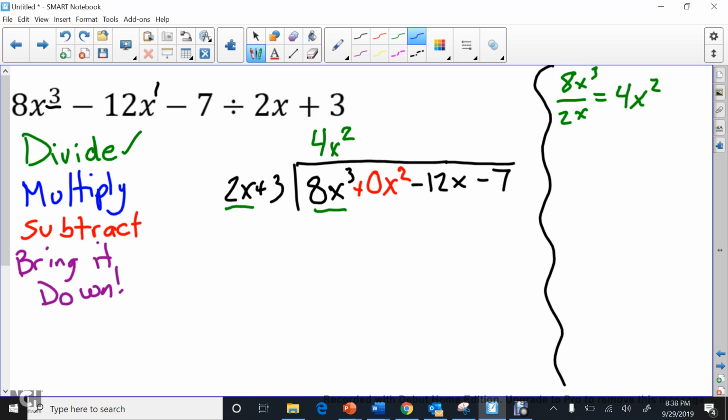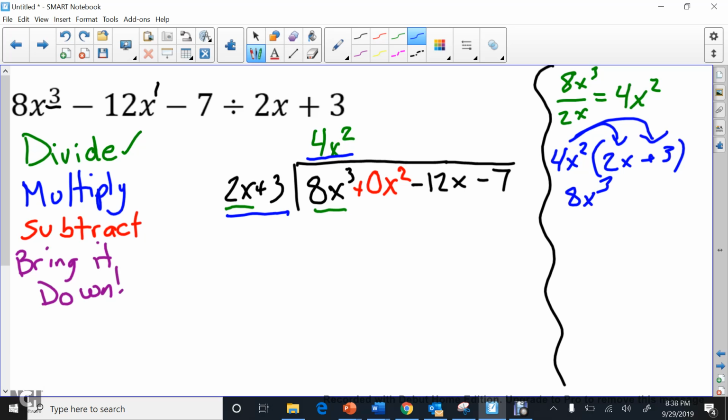Now let's go into multiplication. We always take whatever is above the line and multiply it, not by just the first term anymore, but the whole divisor. So I have 4x squared from on top times 2x plus 3. That's my divisor. Anytime I have something in parentheses, I need to make sure that I distribute. Distribute means multiply to each term. So 4 times 2 gives me 8, whereas x squared times x gives me x to the third power.